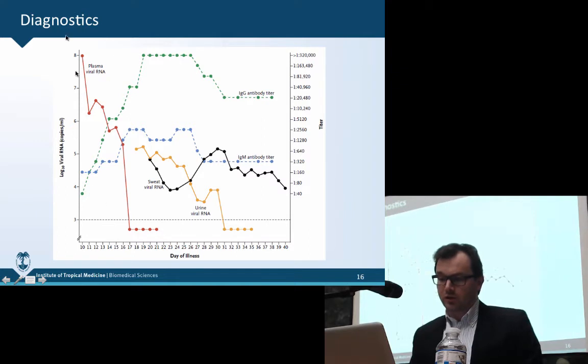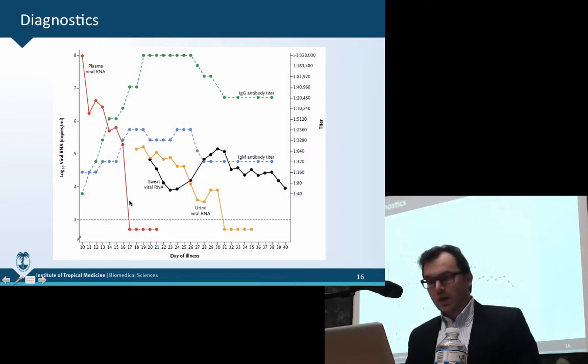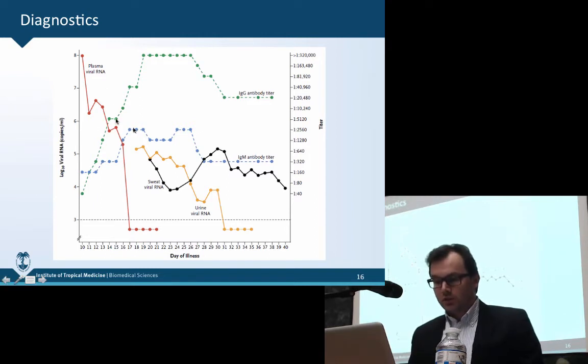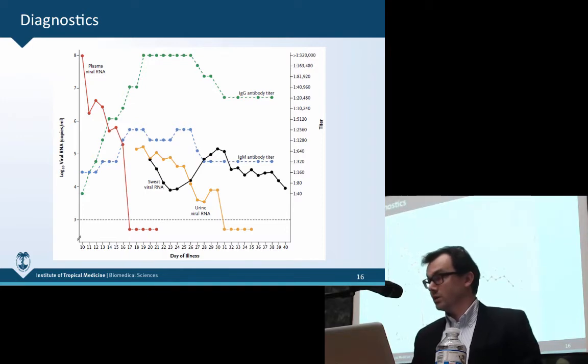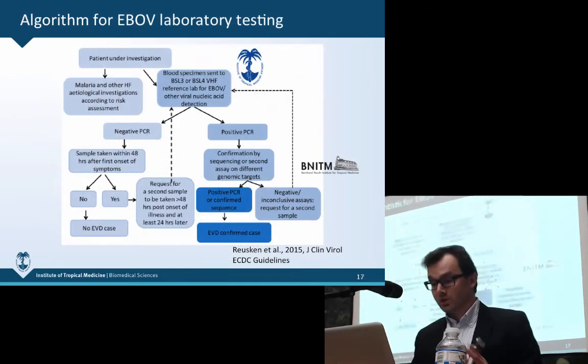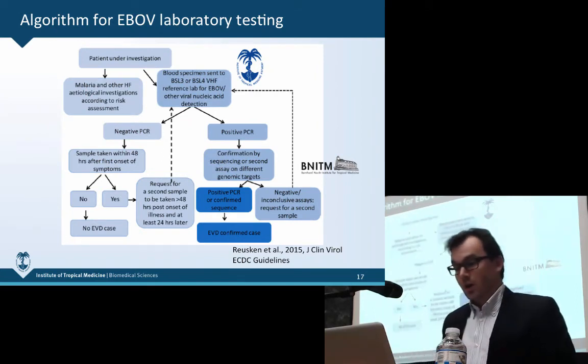If you look further at the course of the disease, this is about 10 days into the infection, where the plasma viral load is dropping. You see that the antibody titers are being built up, but, and this is interesting, the virus can still be detected, even if it's undetectable in the blood. It could still be detected in other body fluids like sweat, like urine, and we also know that semen is a reservoir that remains positive for a long time.